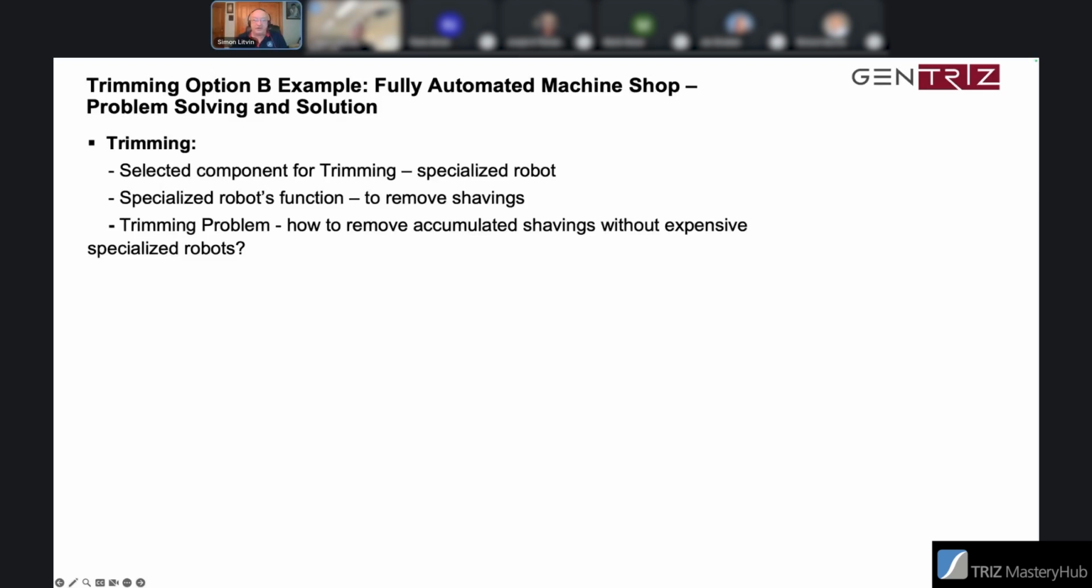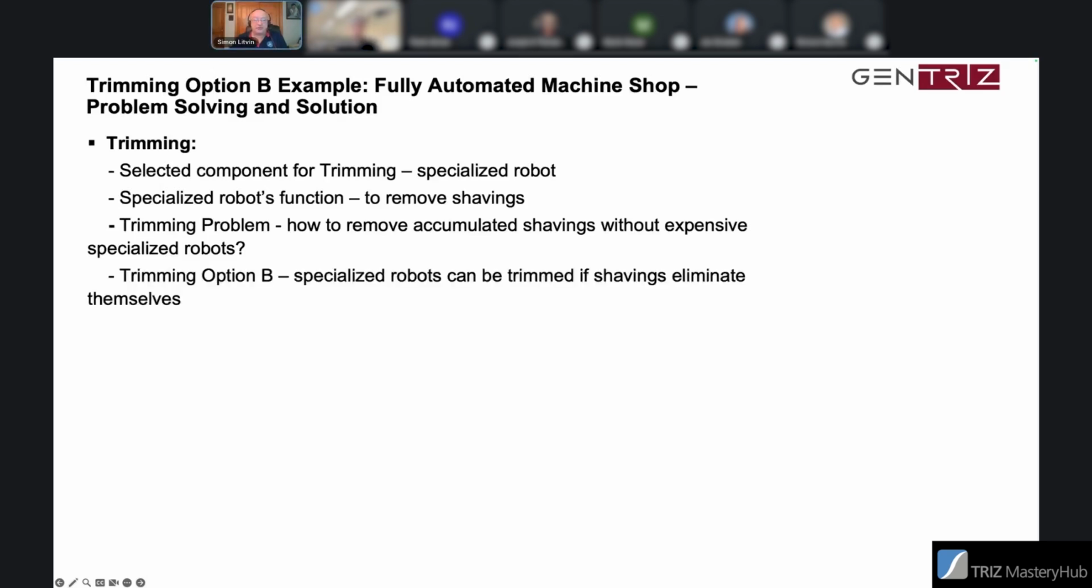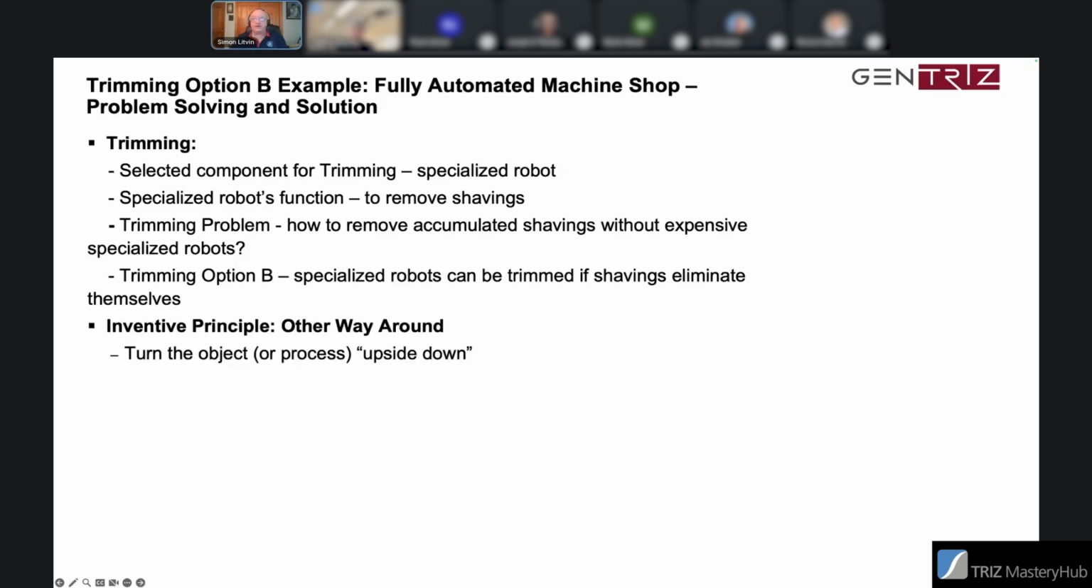And we applied trimming option B. The specialized robot can be trimmed if shavings eliminate themselves. That was the trimming problem with rule B. The Japanese were just infuriated. You are reading fantasy books. What are you talking about? How could shavings eliminate themselves? It's impossible. It's the typical reaction of normal engineers and managers when they see or hear a trimming problem statement.